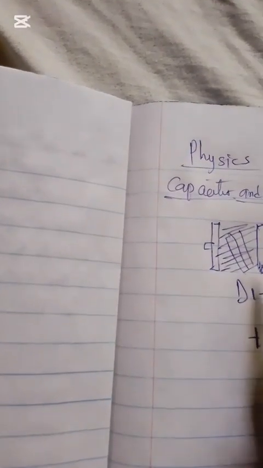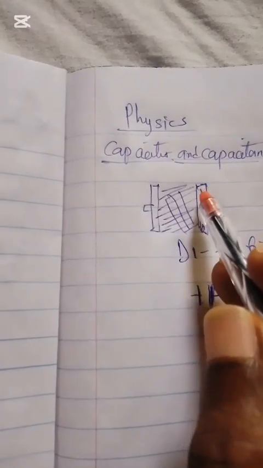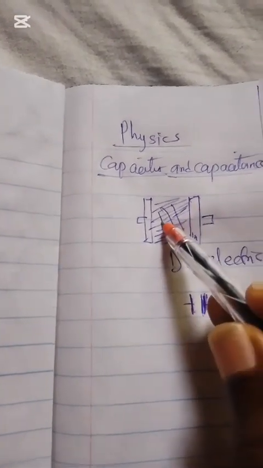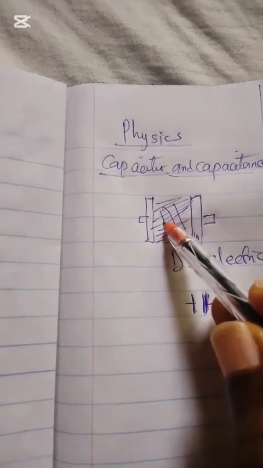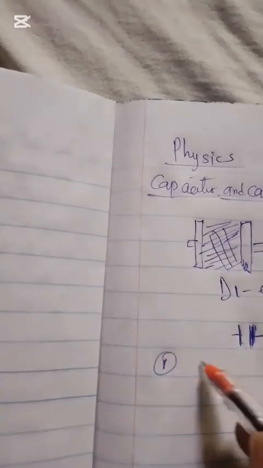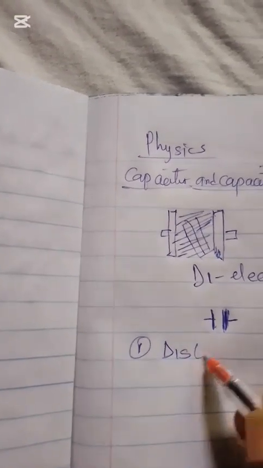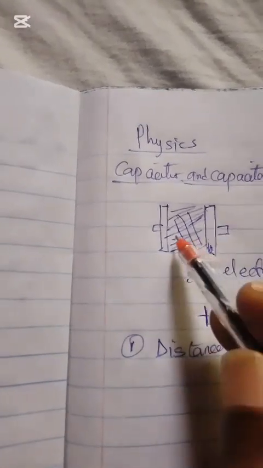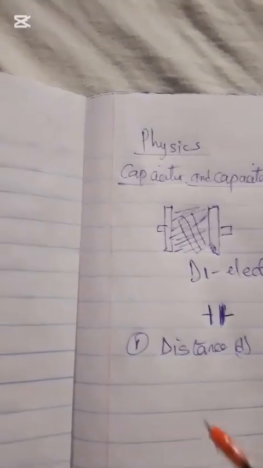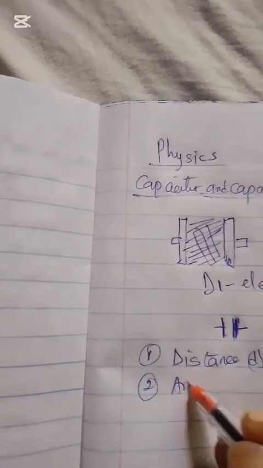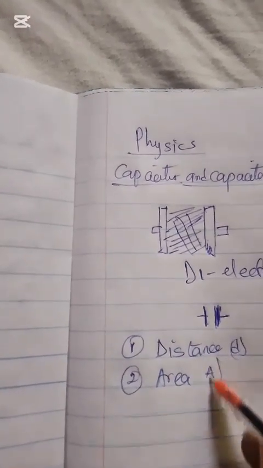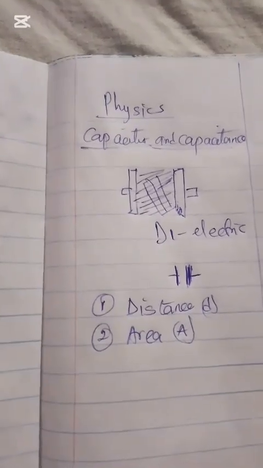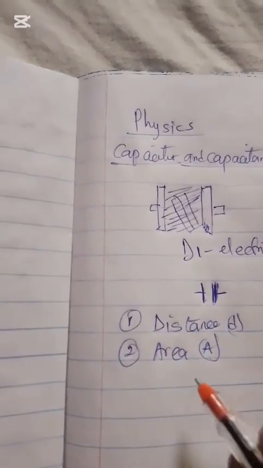So what are the factors that can affect the capacitance of a capacitor? What do I mean? What are those things that will make a capacitor store less charge or store more charge? One is distance between plates. The distance between these plates can affect the charge it can store. Number two is the area of the plate. Area, that is the thickness of the plate, can also affect the capacitance.